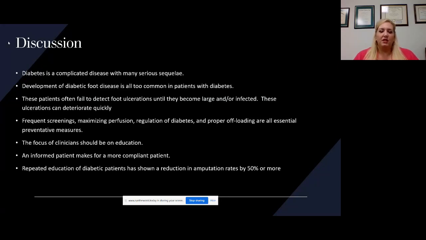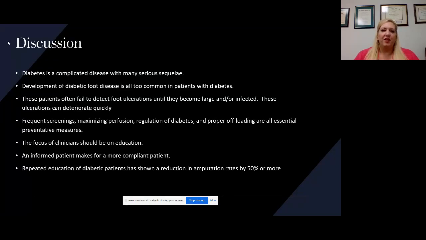So clinicians need to have a really good index of suspicion for these patients, and see our patients more quickly. An ounce of prevention is worth a pound of cure, as they say. We need to assess them for perfusion, make sure we maximize their perfusion. We need to encourage regulation of their diabetes and control of their glucose, proper offloading, proper shoe gear, proper foot checks, and all the preventative measures, education included, can really help us to give our patients better outcomes.